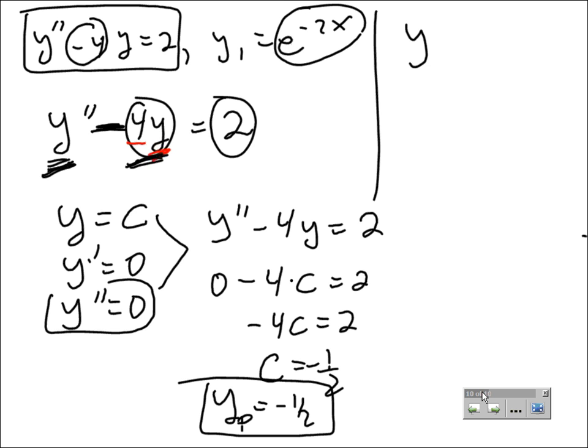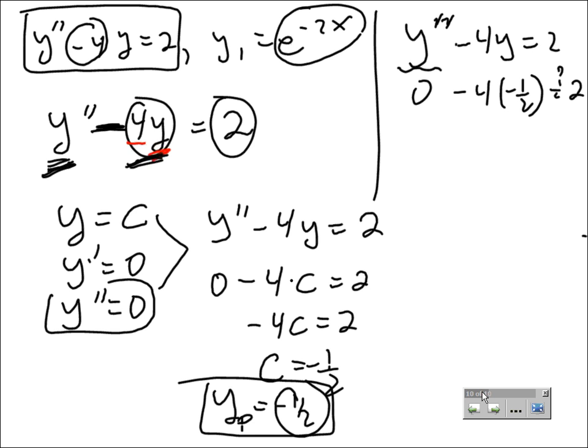Okay, and we can verify that very quickly. If you take the derivative one or more times of a constant, like negative a half, you get 0. Minus 4 times negative a half. Does it equal 2? Yes, negative 4 times negative a half does equal 2. How do I know that? Very simply. A negative times a negative is a positive, and a half times 2 is 2. So here is a particular solution. This completes the section on reduction of order.